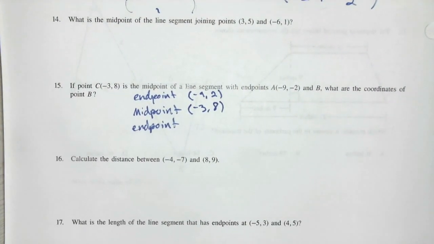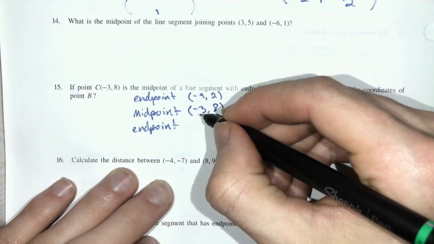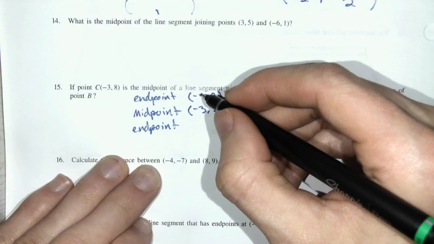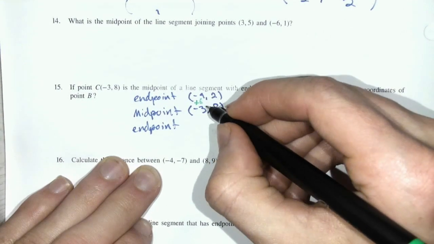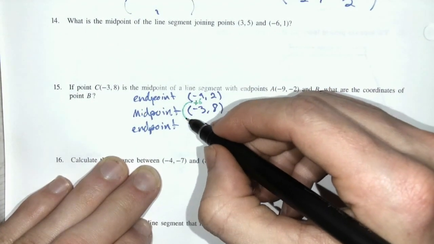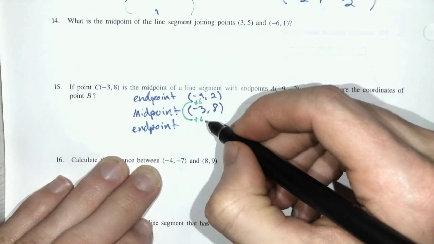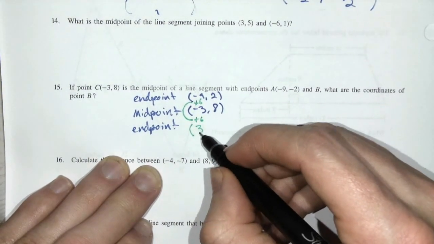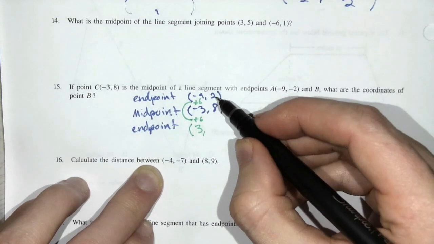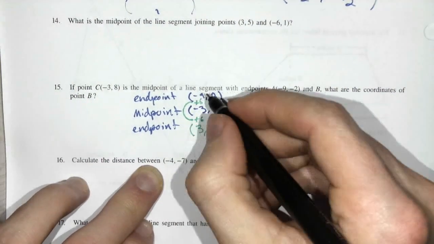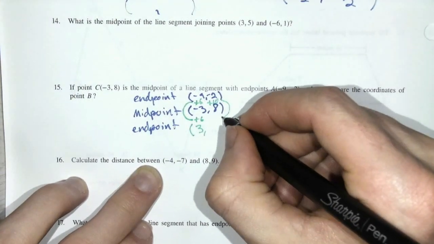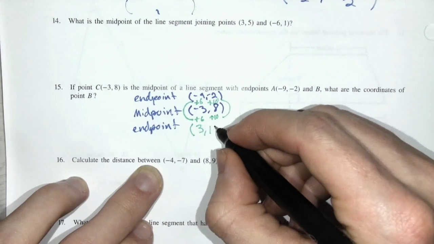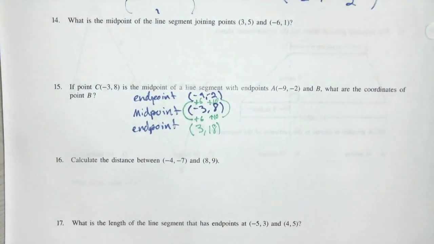To do this, what you do is you say, okay, how did I get from negative 9 to negative 3? Well, if I add 6, negative 9 plus 6, I get negative 3. Then you do that again to negative 3. So negative 3 plus 6 would give me a positive 3. Same thing on the other side. This was supposed to be a negative 2. From negative 2 to 8, that's plus 10. Same thing down here. So that's 18. So that's your answer, 3, 18.